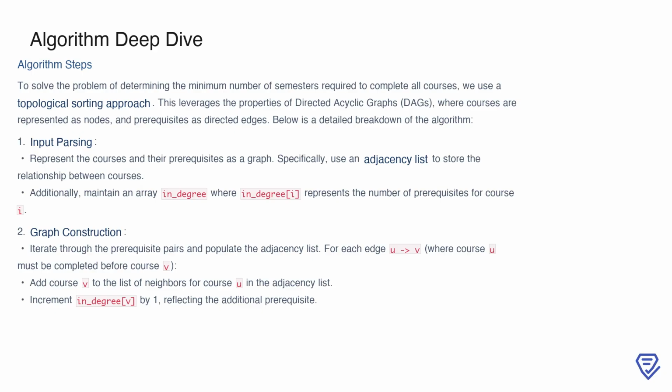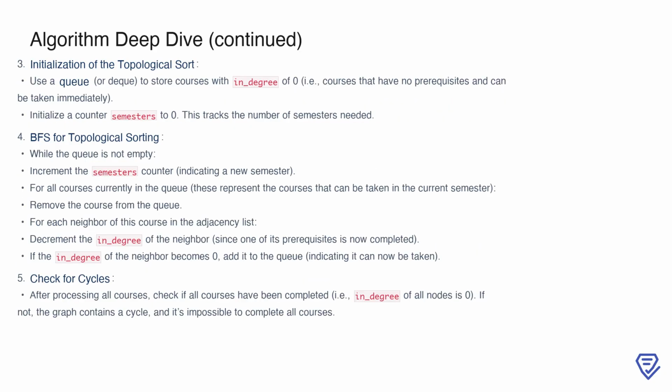Once the graph is constructed, we move to the initialization phase of the topological sorting process. Here, we use a queue to store courses with an indegree of 0, meaning courses that have no prerequisites and are ready to be taken immediately. We also initialize a counter called semesters to 0, which will track the number of semesters required to complete all courses. The core of the algorithm lies in the BFS, or breadth-first search, traversal for topological sorting.